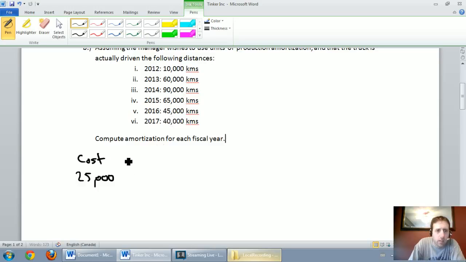So our cost was $25,000. Our residual value of our asset. By the way, if you just Google the word residual, I think it means leftover. You know, so our leftover value when we're done with the asset is $5,000.